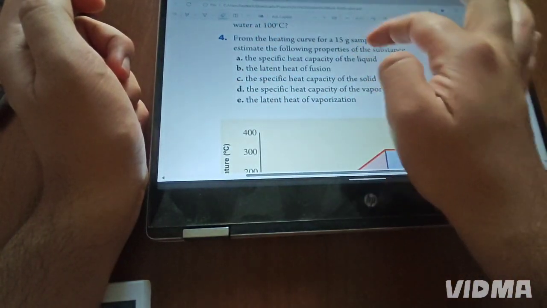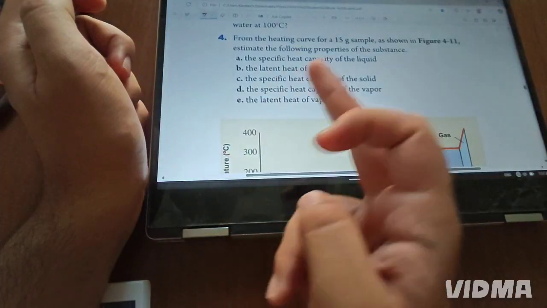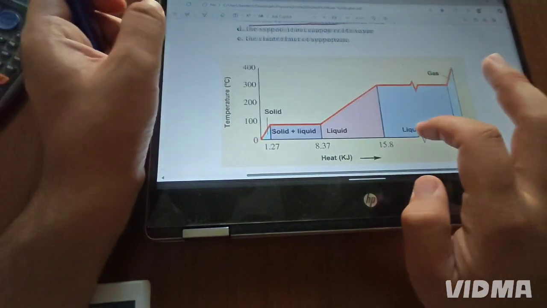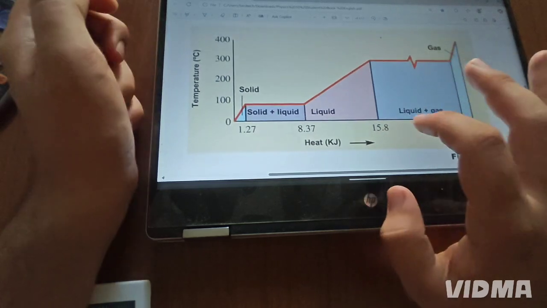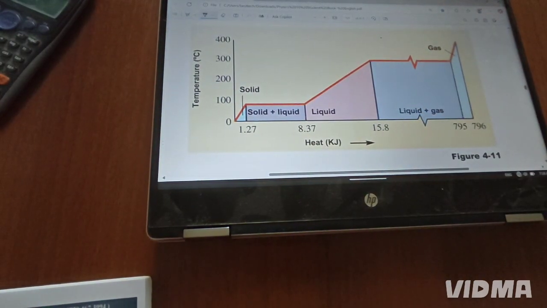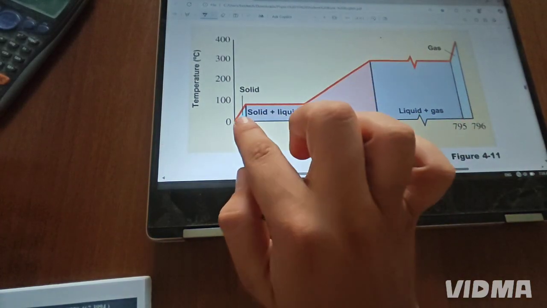Part C. Find the specific capacity of the solid. Easy. First, you have to come back to this graph again. Determine which region has only solid. This is clear: this small region is solid.